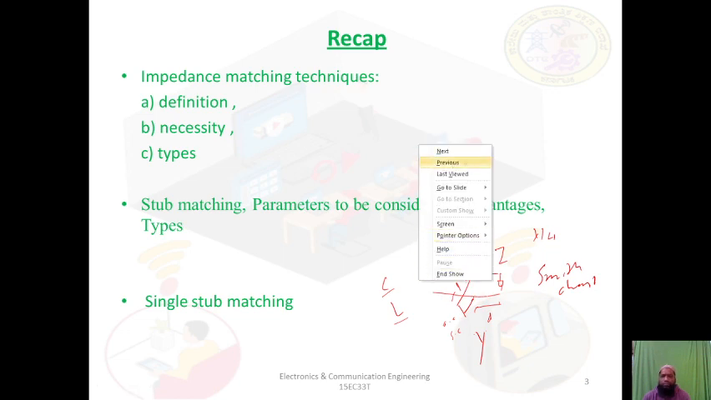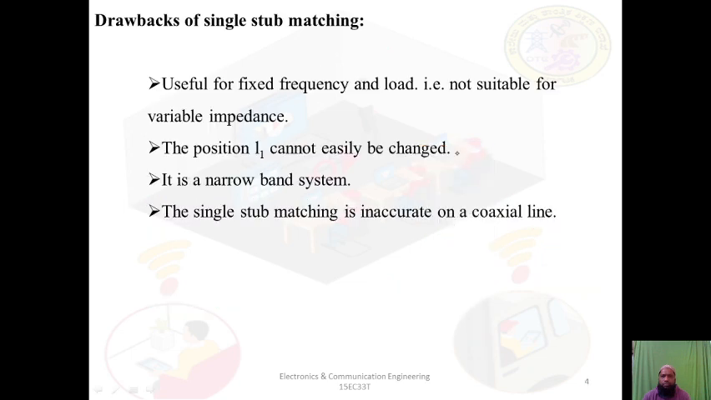There are some drawbacks of single stub matching. What are they? Single stub matching is only used for fixed frequency and load. If the load or frequency is changed, then we have to change the location D from the load, the location where we connect the stub. The position D cannot be easily changed.